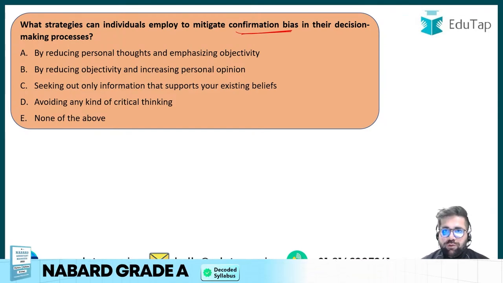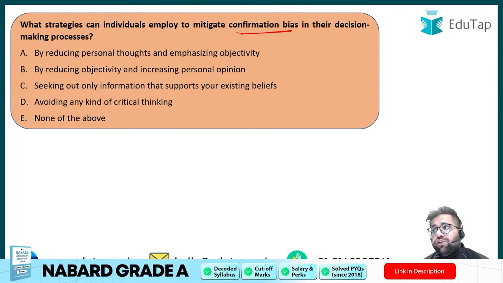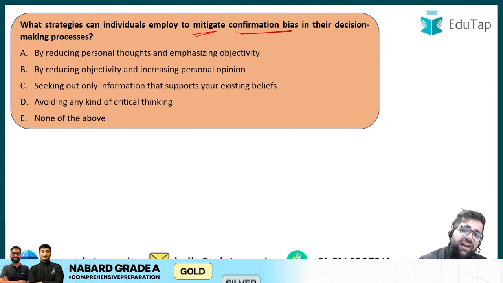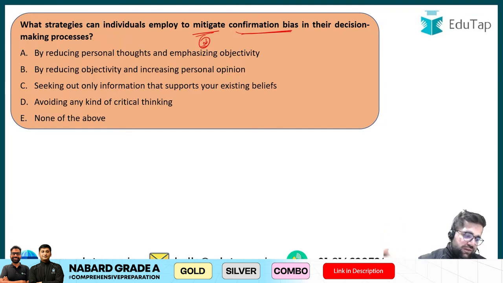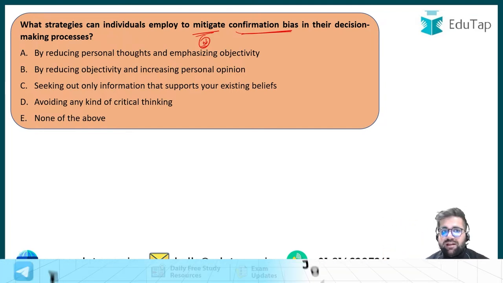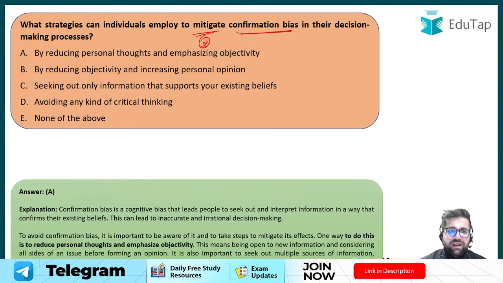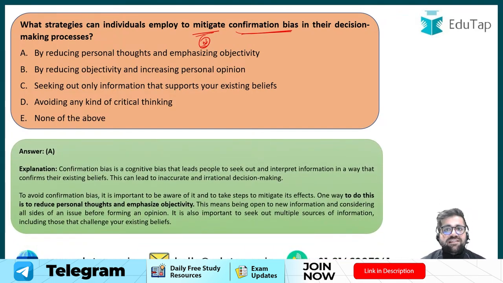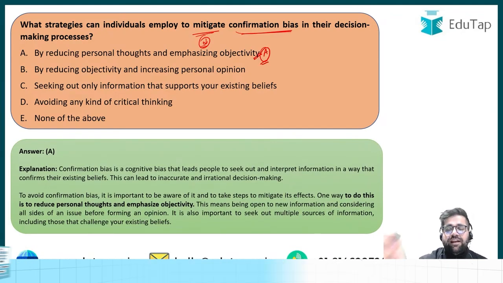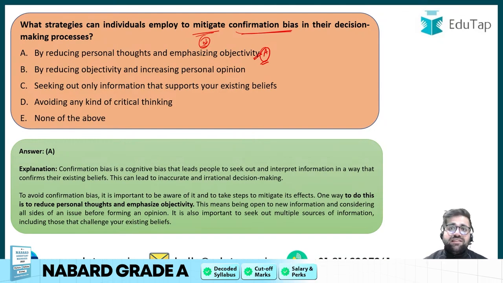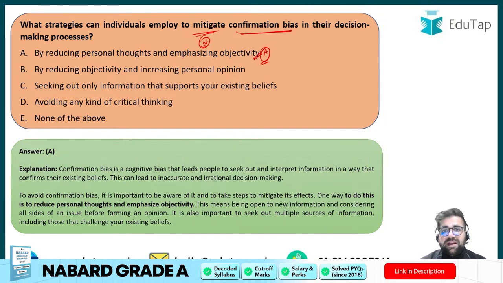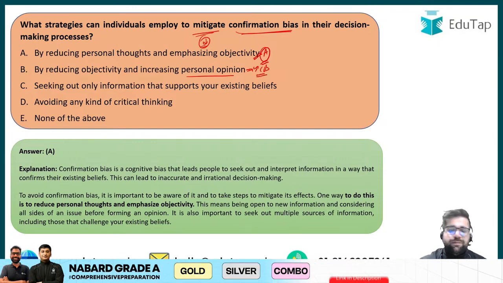Confirmation bias, I have told you, basically means that you are making decisions based on your beliefs and values, and you are not listening to the other person. To mitigate means to reduce. So if you have to reduce confirmation bias, which particular measure will help you? Definitely the answer should be option A, by reducing personal thoughts and emphasizing objectivity. If you practice this point, to a certain extent your confirmation bias can be reduced. By reducing objectivity and increasing personal opinion, this will rather increase your confirmation bias.